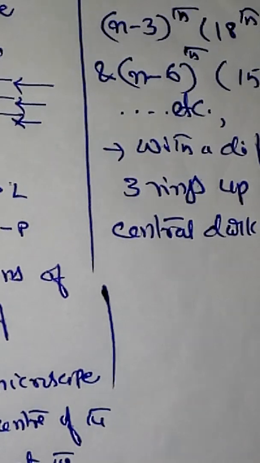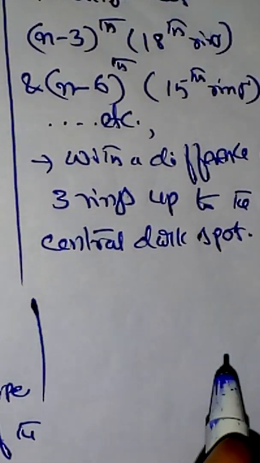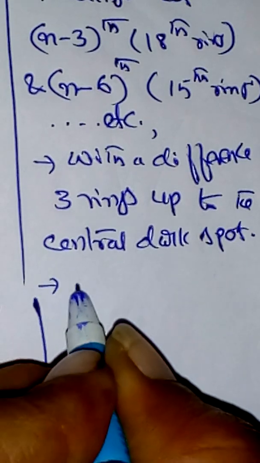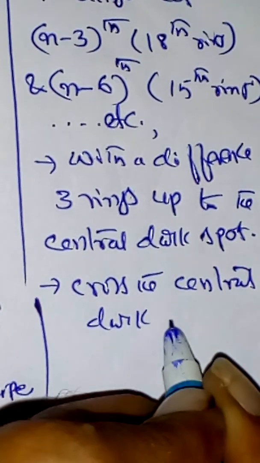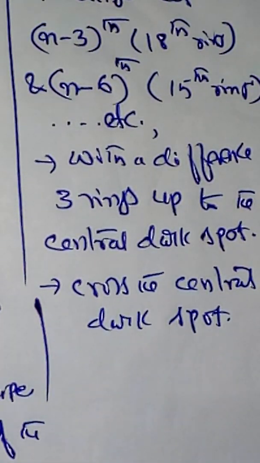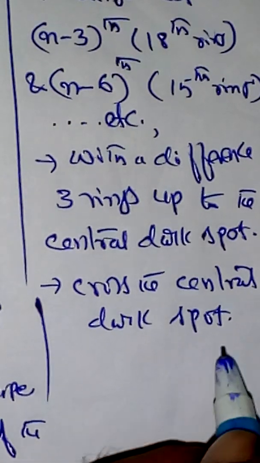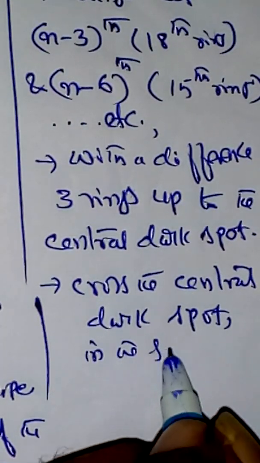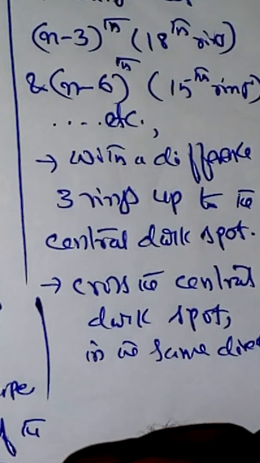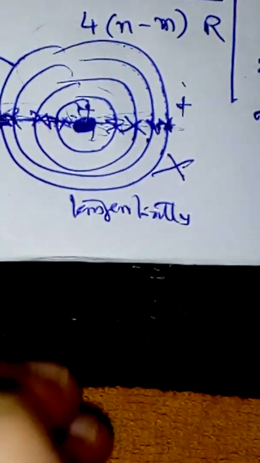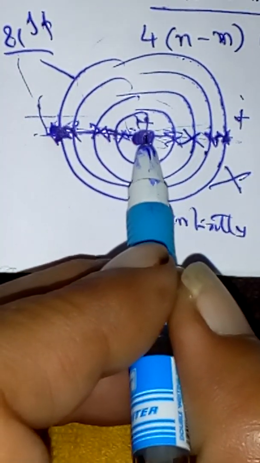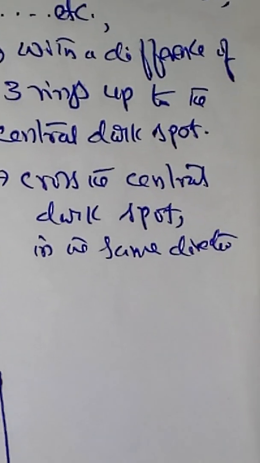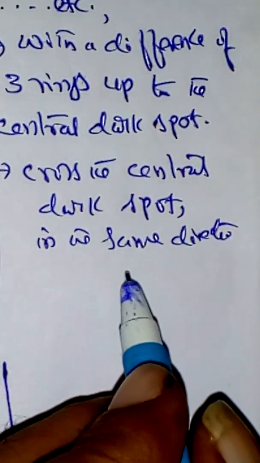Okay. So after coming to the central dark spot from the extreme left, the second step is to cross the central dark spot. That means you are now moving towards the right. Cross the central dark spot in the same direction. That means you started here, moving like this, you have come to the central dark spot, and again move in the same direction. That means automatically you are coming to the right. That is what it means by saying cross the central dark spot in the same direction.